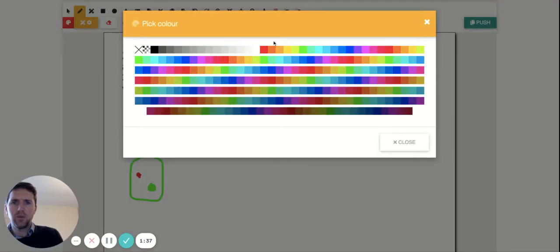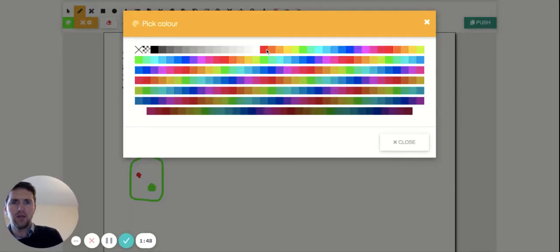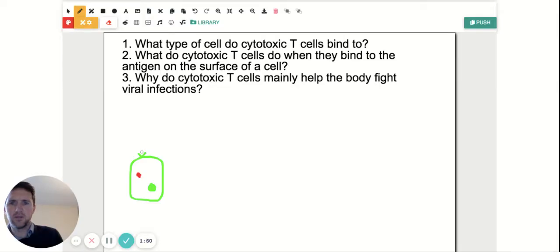That body cell will process the pathogen, and it will present some of the antigen on its surface. So that cell is probably being damaged by that pathogen, but let's make sure we remember that. This is a body cell, not a phagocyte. It's a body cell. It's the answer to question 1. And the cytotoxic T cell will bind via that receptor that fits exactly.